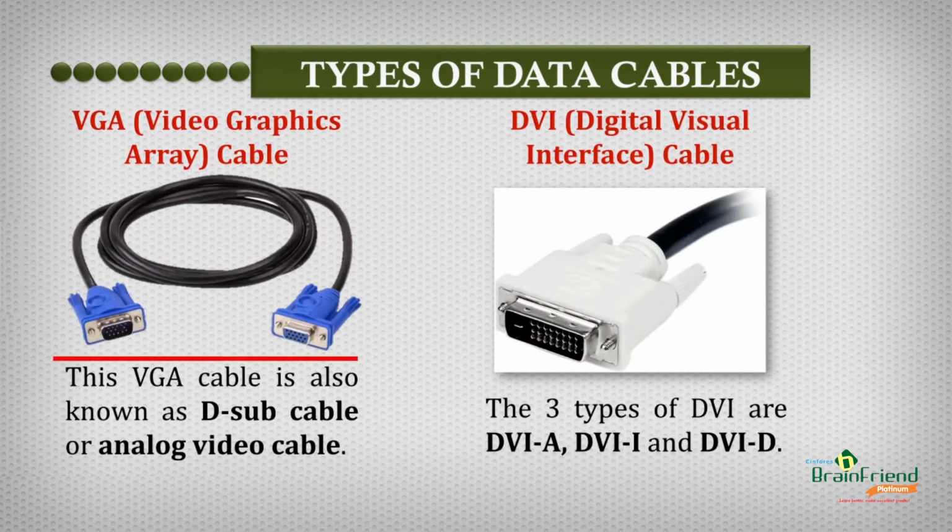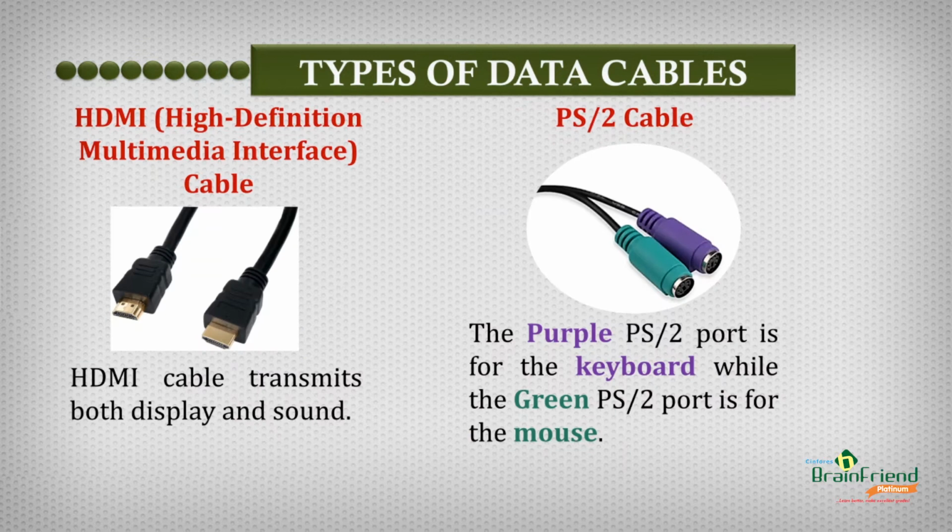Now this is the VGA cable. It is also known as a D-sub cable or an analog cable. And over here we have the DVI cable, which is of three types. We have the DVI-A, which transmits analog signals alone. We also have the DVI-D, which transmits digital signals alone. And then we have the DVI-I, which transmits both analog and digital signals. And next, we have the HDMI cable, which can transmit both graphics and sound.